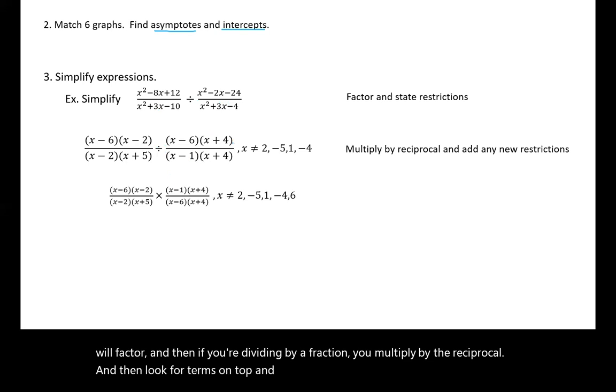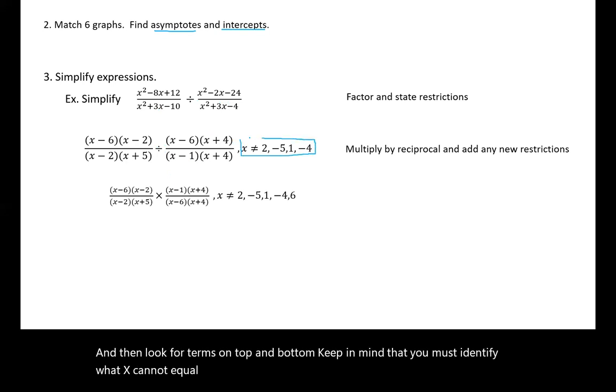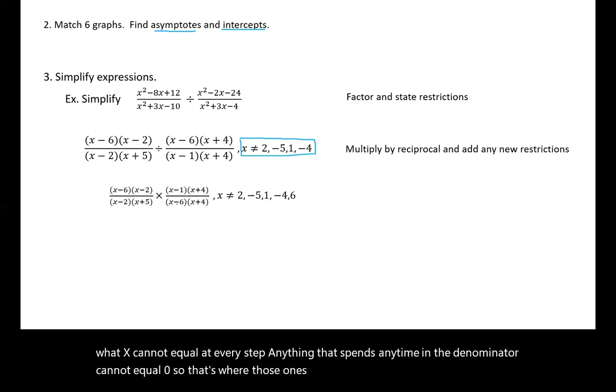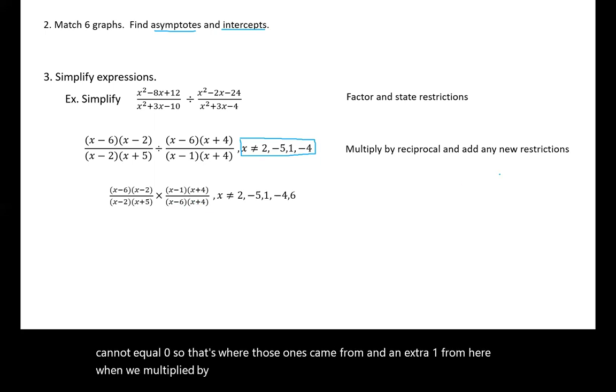Keep in mind that you must identify what x cannot equal at every step. Anything that spends any time in the denominator cannot equal 0. So that's where those ones came from. And an extra one from here when we multiplied by the reciprocal. So make sure you've got all your restrictions.